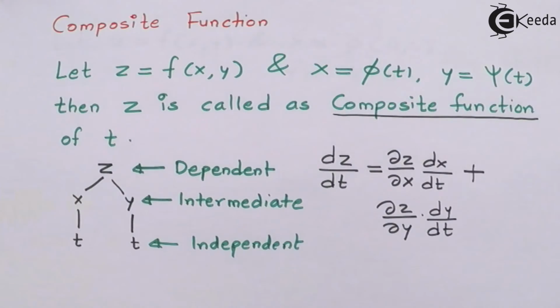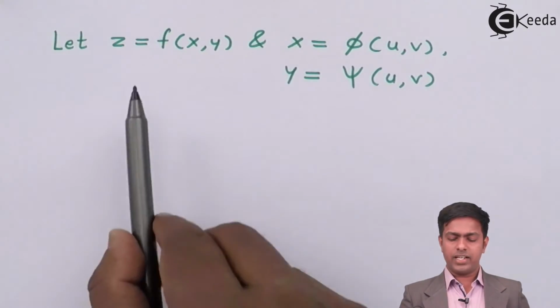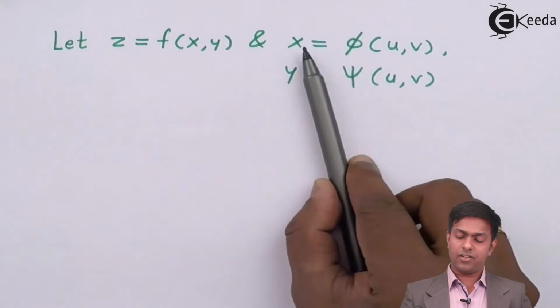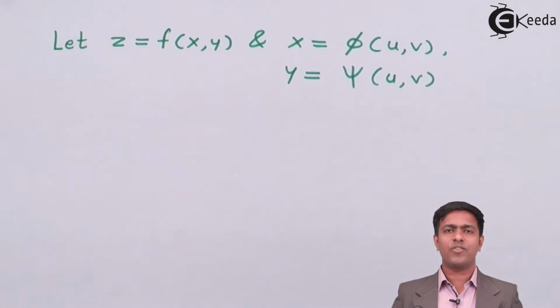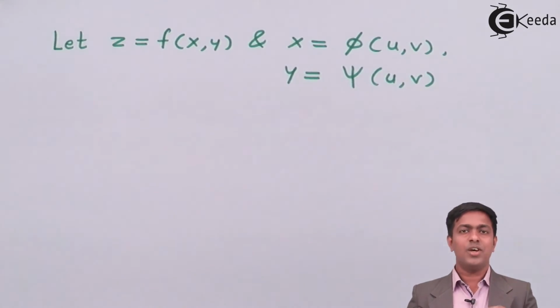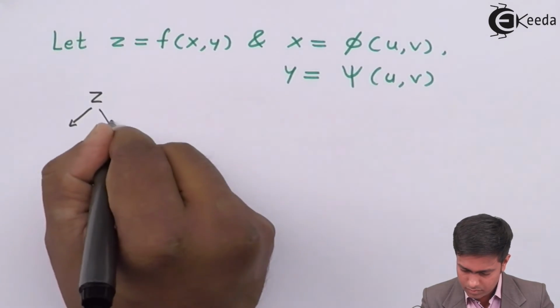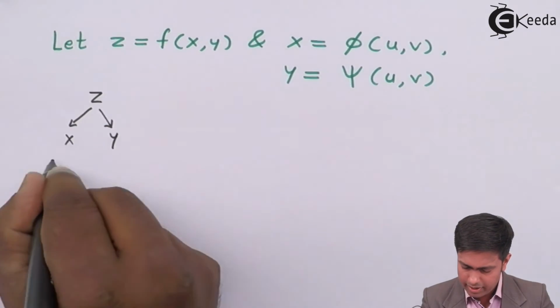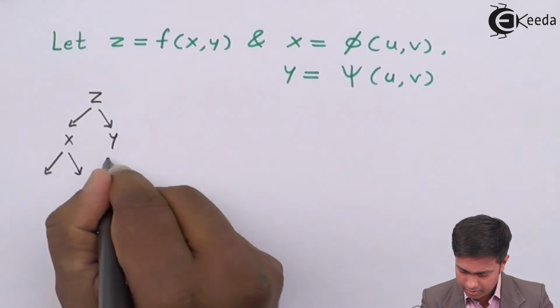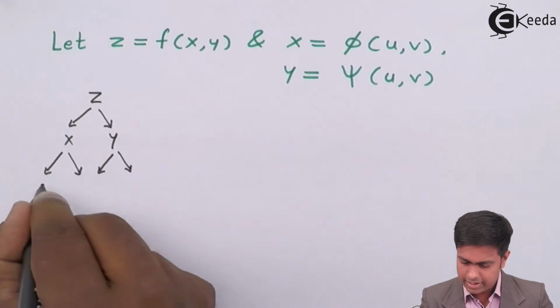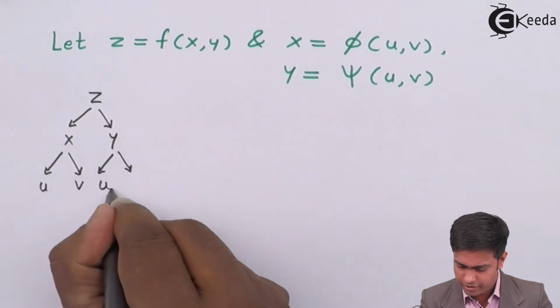Now guys, this is the first case of composite function. Now let's elaborate this concept for one more type of composite function. For that, we have z as a function of x and y, and x is a function of u and v, y is also a function of u and v. Now let's see what we do in this case. So here, first of all, I'll draw the tree diagram. So here I'll get z, a function of x and y, x is a function of u and v, y is a function of u and v.